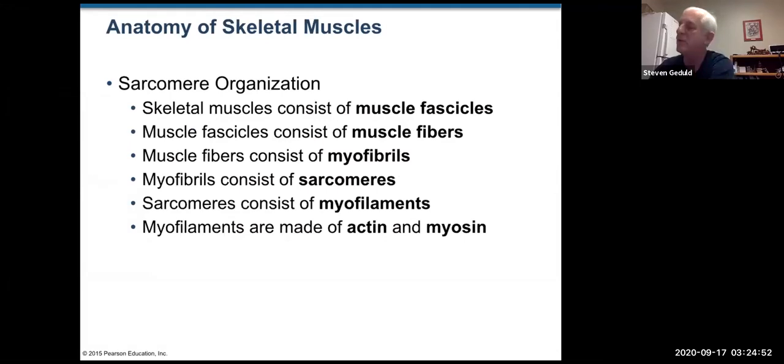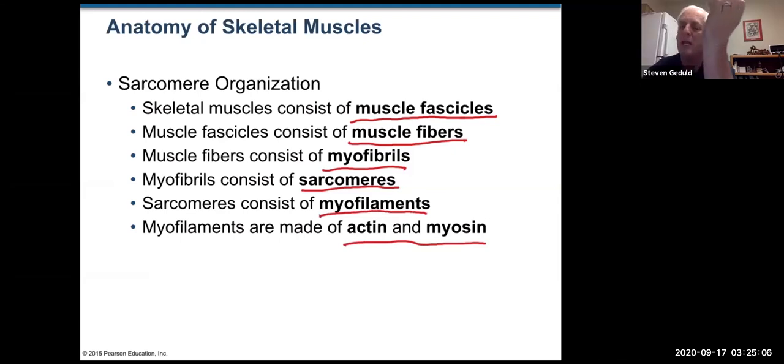So in the sarcomere organization, skeletal muscles consist of muscle fascicles. Muscle fascicles consist of muscle fibers. Muscle fibers consist of myofibrils. Myofibrils consist of sarcomeres. Sarcomeres consist of myofilaments. Myofilaments are your actin and myosin. Your actin and myosin cause contraction and the ends of the sarcolemma to pull together and shorten the muscle. That's basically what they're made up of. That's their whole organization right there in a nutshell. Any questions so far? We all good?